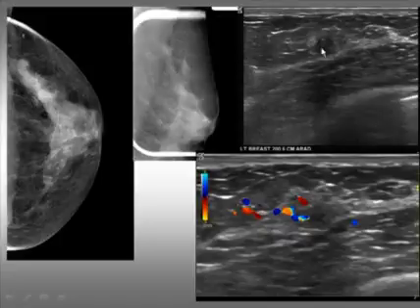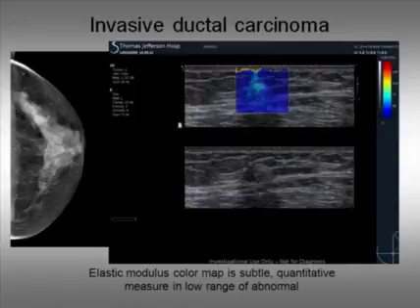On ultrasound, we have an ill-defined, very inhomogeneous mass, mixed echogenic and hypoechoic. On color Doppler analysis, we see that there's lots of blood flow, so this is a suspicious lesion. And on shear wave elasticity, the appearance is a little bit more subtle. It's not uniformly blue, however. It's mostly blue, but with areas of pale blue and yellow.